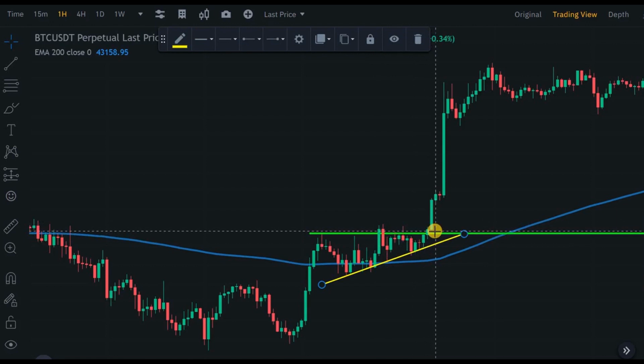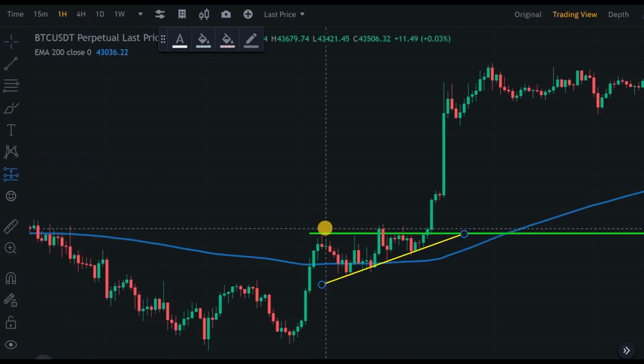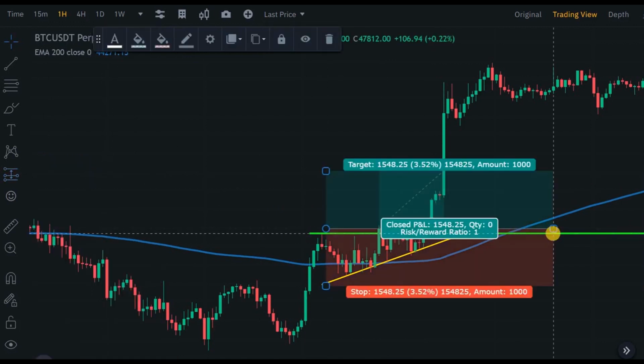Now let me show you exactly how my trade would turn out. If you go over to this section right here, you click on long position. If I was to enter at around this level, what this does is that it is going to show you the risk to reward ratio. As you can see right here, risk/reward, and the ratio right now is at 1. But for you to be a profitable trader, you have to make it a 2-to-1 risk to reward ratio.